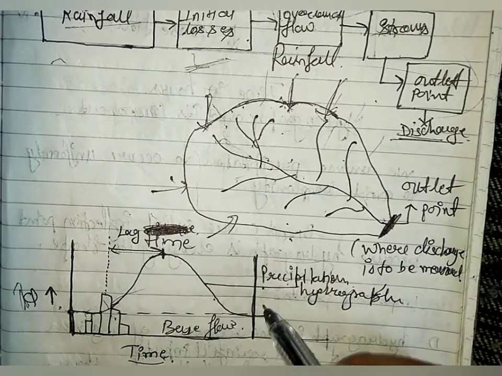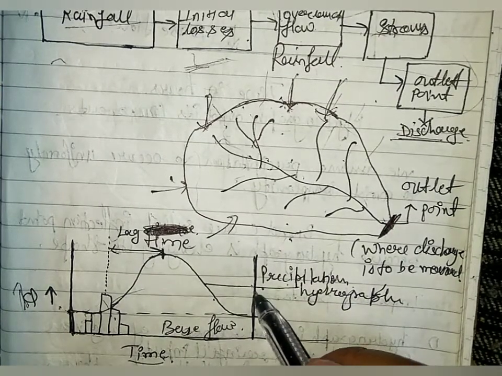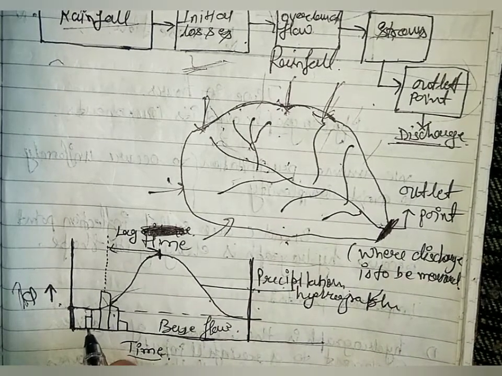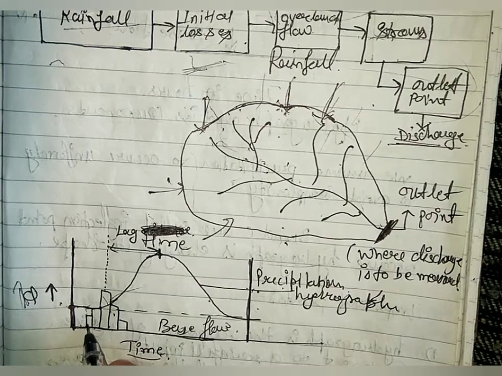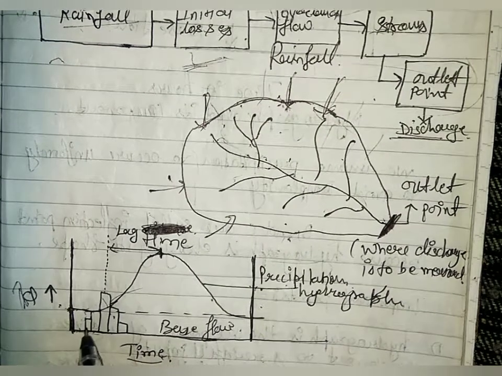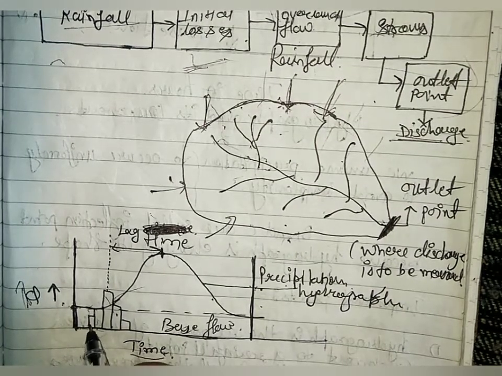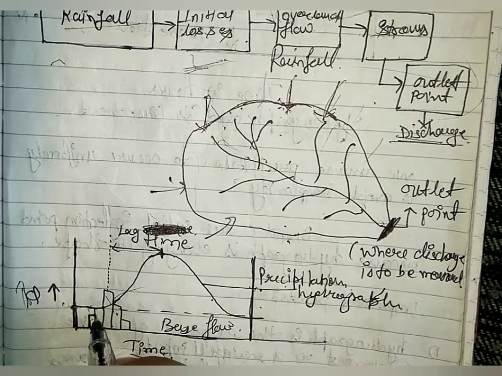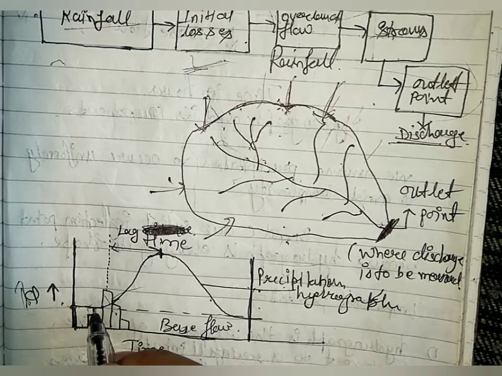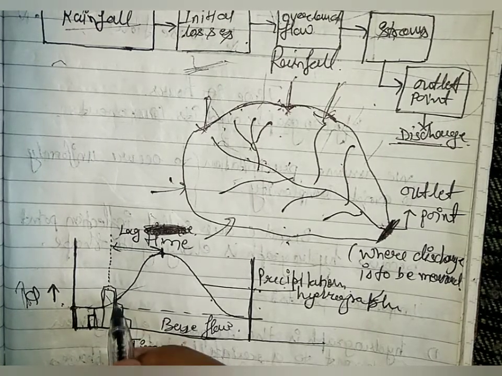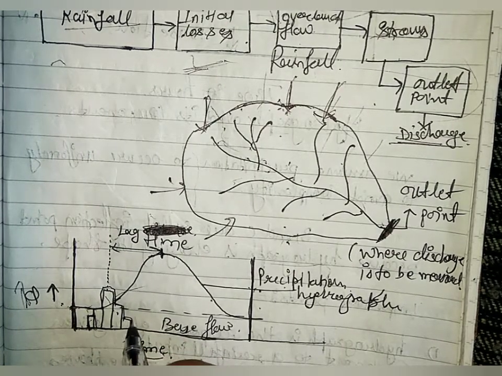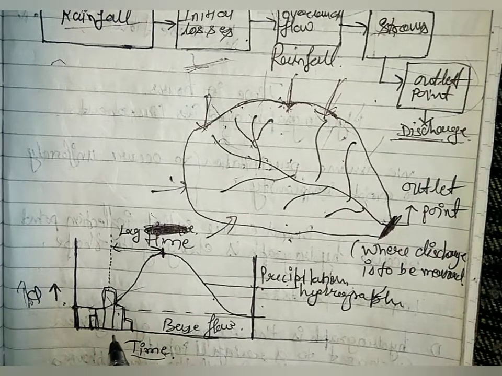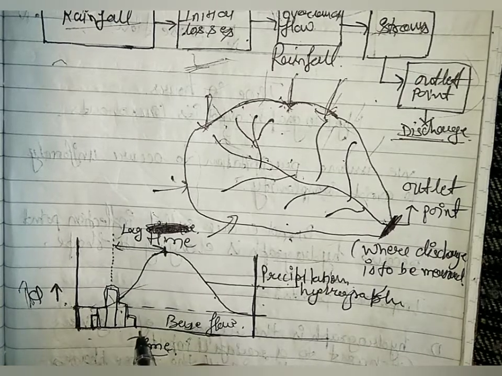So for instance, let us say the precipitation is occurring for a certain time interval. Let us say that the precipitation has started from here. For the given interval of time, the precipitation is this, and then after that it is increasing, then it is increasing again, then it is decreasing, then it is decreasing. So this is the rainfall event which is occurring for a given time interval.